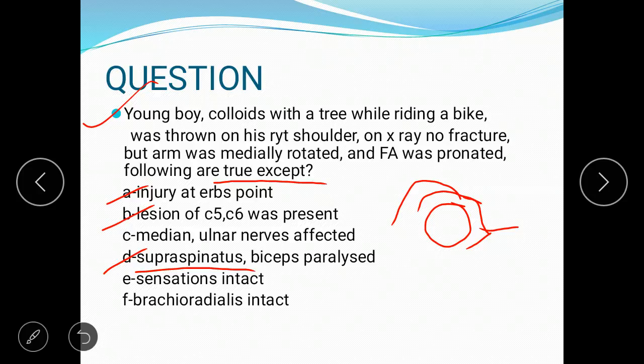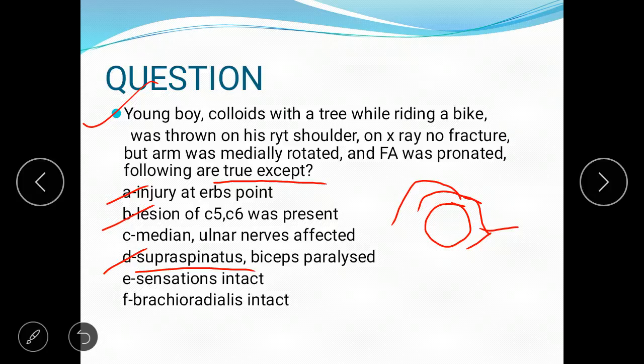Therefore when the axillary nerve is paralyzed, the upper lateral cutaneous nerve of arm is also paralyzed. Sorry, it's not lower lateral cutaneous nerve, it's the upper lateral cutaneous nerve of arm. So the upper lateral cutaneous nerve of arm is also paralyzed, and the area it supplies is the lower part of deltoid. The lower part of deltoid is also called the regimental badge region. So the sensory supply is lost at that area.